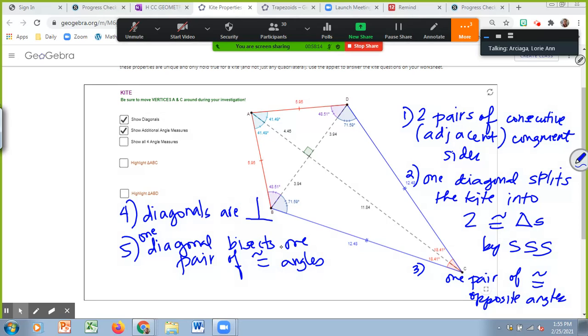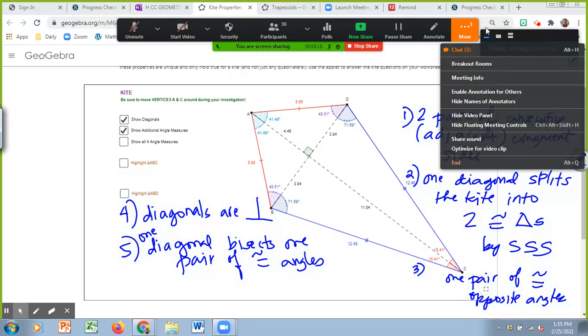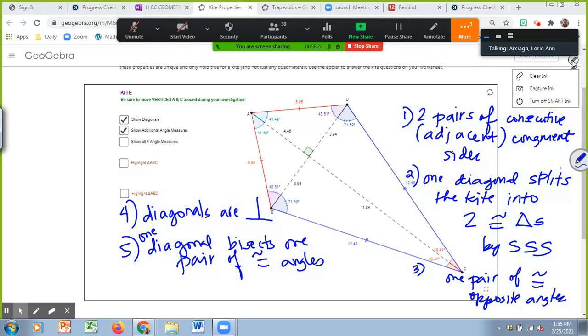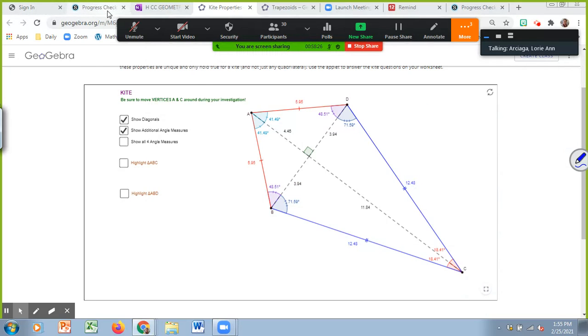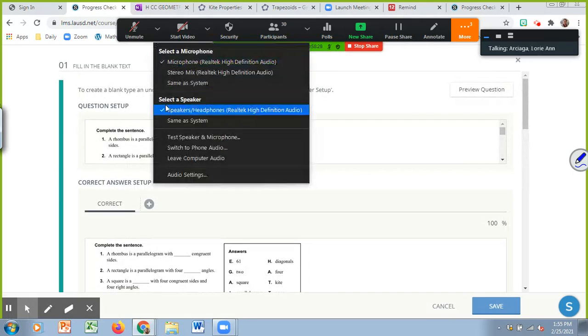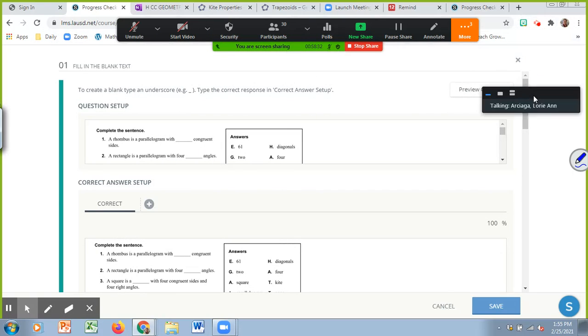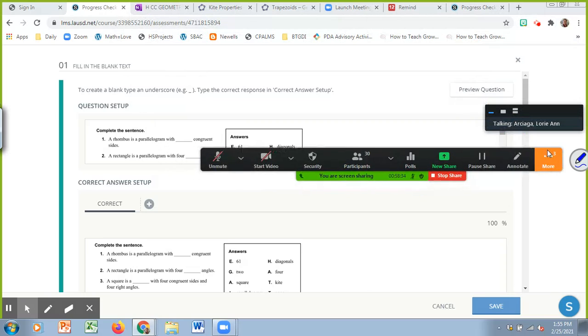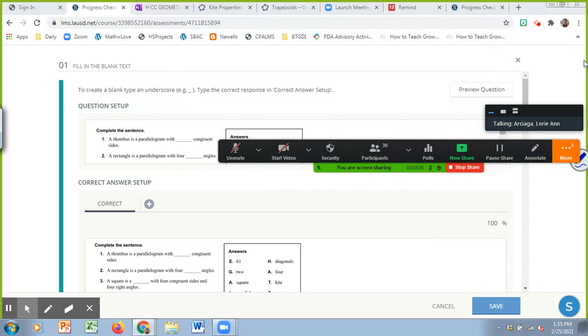Okay, so what we're going to do is we're going to get started on that other progress check in Schoology. I have to clear the ink. If you guys could go into that right now.